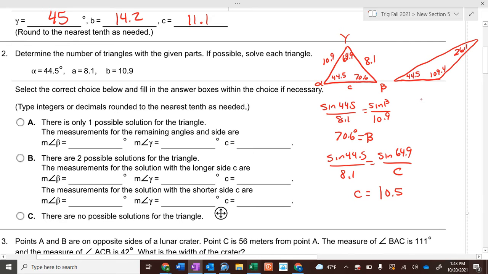Then in this triangle, the sine of 44.5 over 8.1 equals the sine of 26.1 over C. So you go 8.1 times sine of 26.1 divided by the sine of 44.5. What does C equal there? Should be fairly small. Should be, I don't know, 6 or smaller.